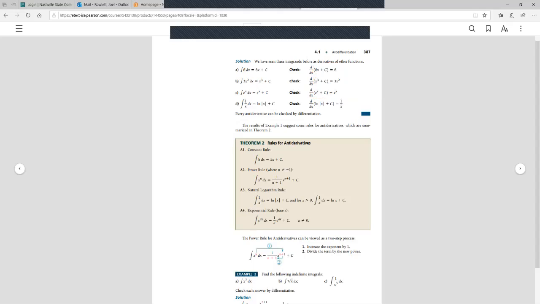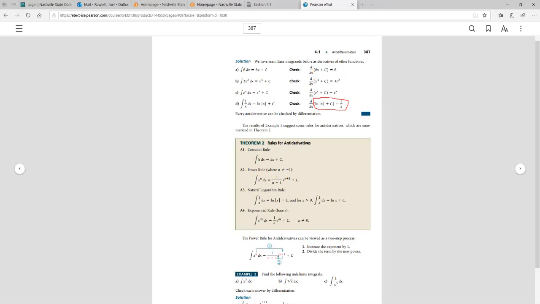Let's see part D. If we take the derivative of ln x plus c, well, we know that the derivative of ln u is just du over u, and the derivative of x is 1. So the derivative of the function is 1 over the function itself. And that means if we were to take the antiderivative of 1 over x with respect to x, then that would give us the natural log of the absolute value of x plus c.